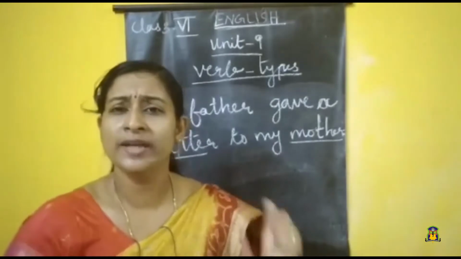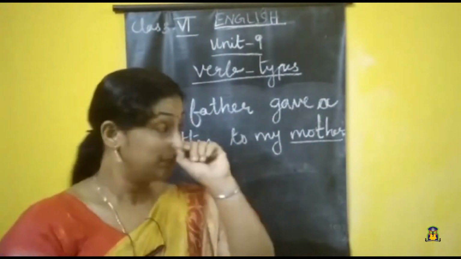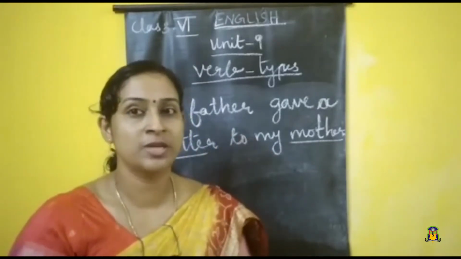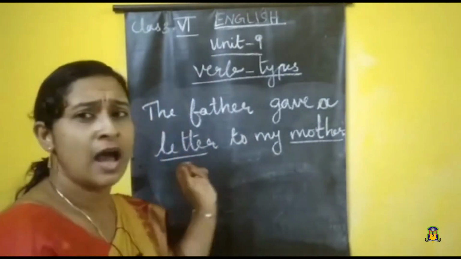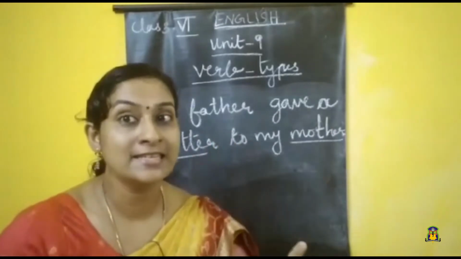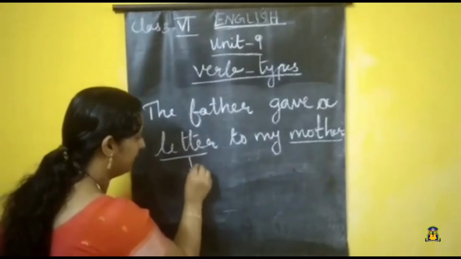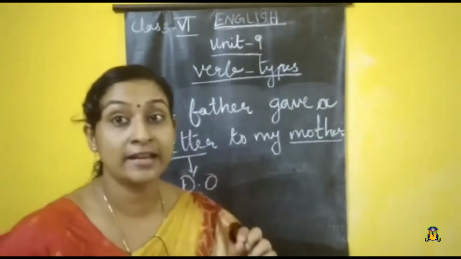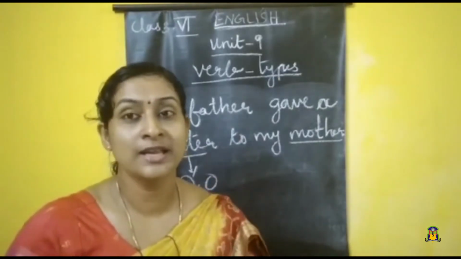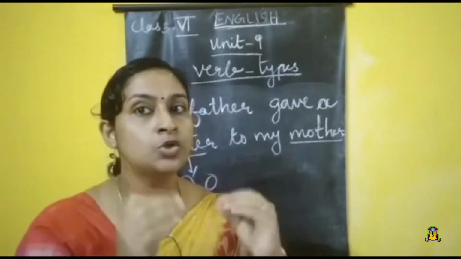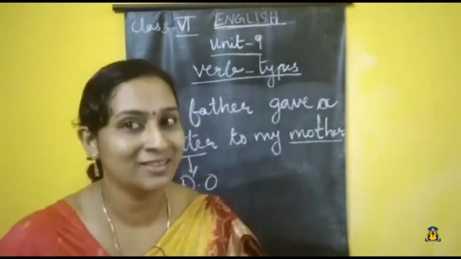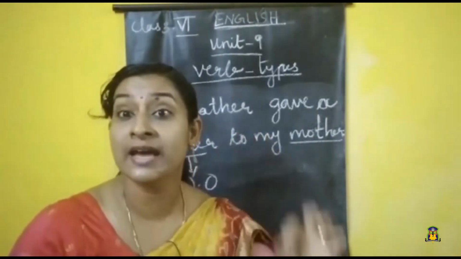So, how can you find whether it is direct or indirect? Let's see. Direct object means it answers the question what. So, here, ask the question what? What the father gave to mother? Letter. So, we can say letter is direct object. Next, indirect object. What do you mean by indirect object? Indirect object, it answers the question to whom. So, here, father gave a letter to whom? Mother. So, we can say mother is the indirect object.